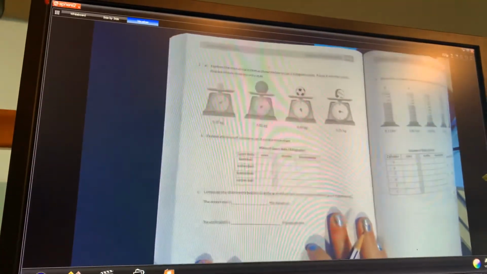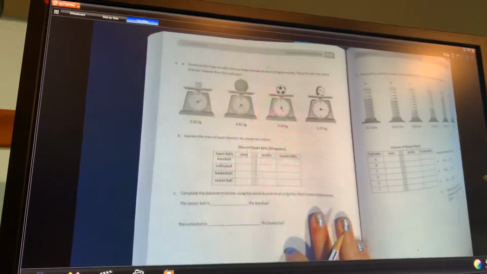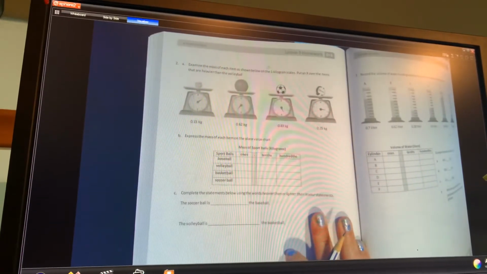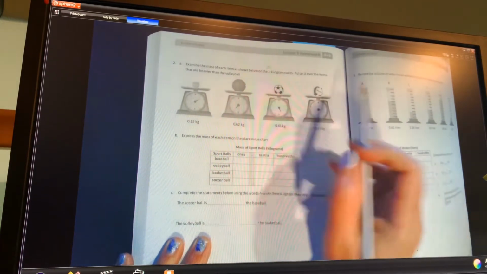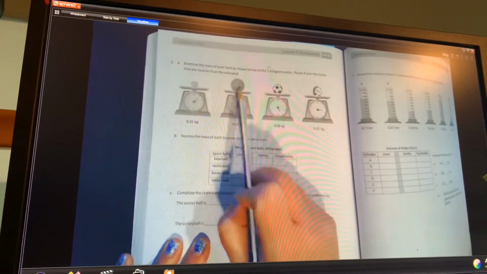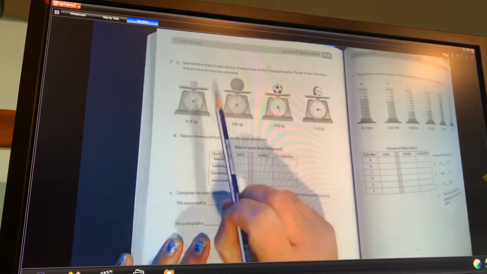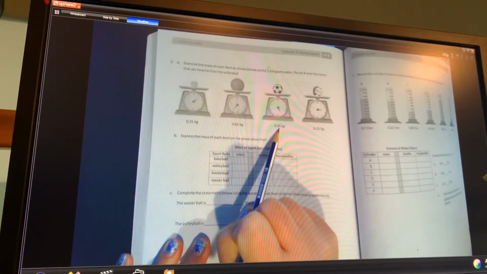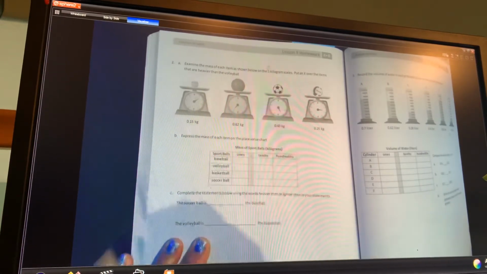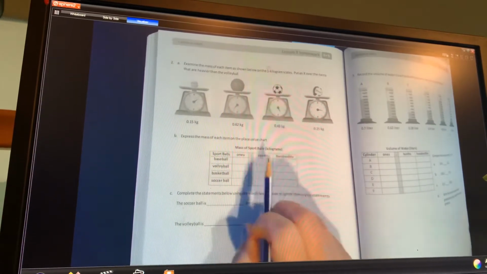On the next problem, they ask us to examine the mass of each item as shown below on the 1 kilogram scales. Put an X over the items that are heavier than the volleyball. Okay, first you've got to figure out which one's a volleyball, right? So we've got a baseball, basketball, soccer ball. There's the volleyball. All right, so we've got 15 hundredths, 62 hundredths, 43 hundredths of a kilogram, and 25 hundredths.